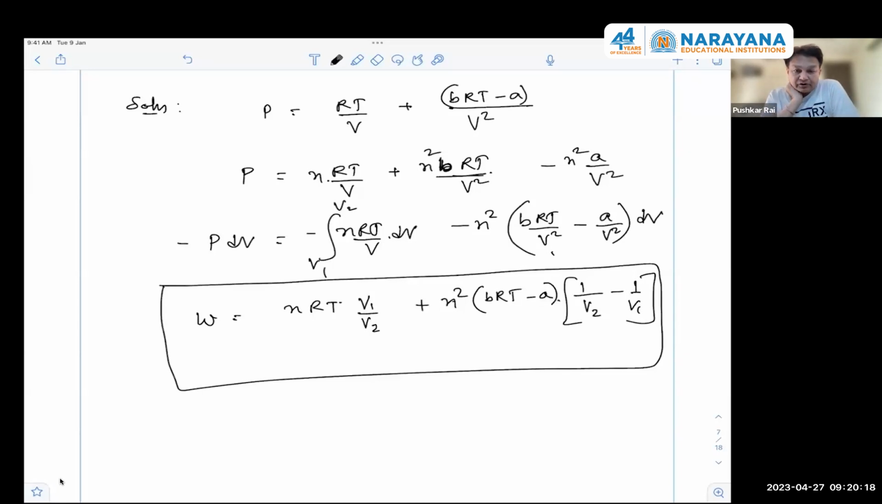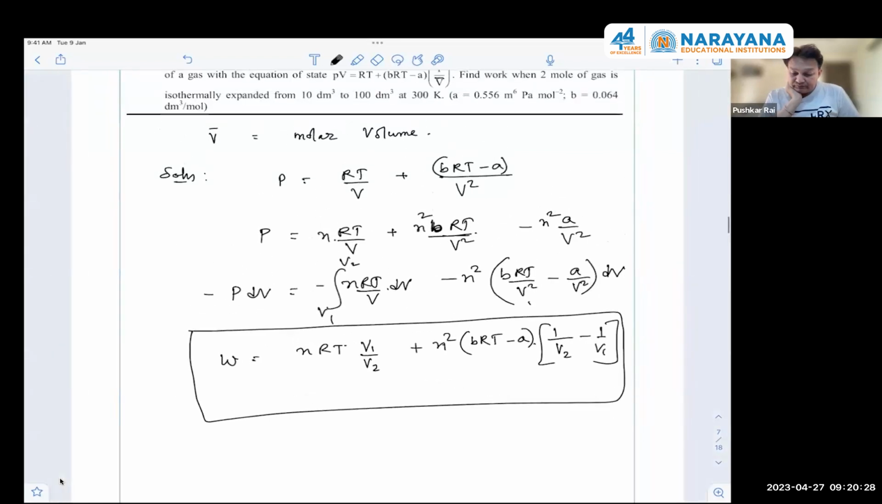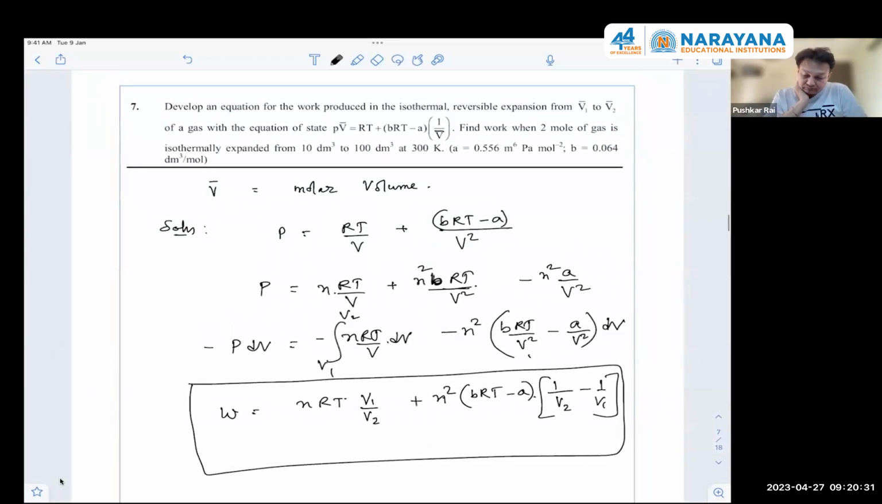That will be the expression for work. Is that all right? And then you have to put the values and calculate. So what is the idea of this question?